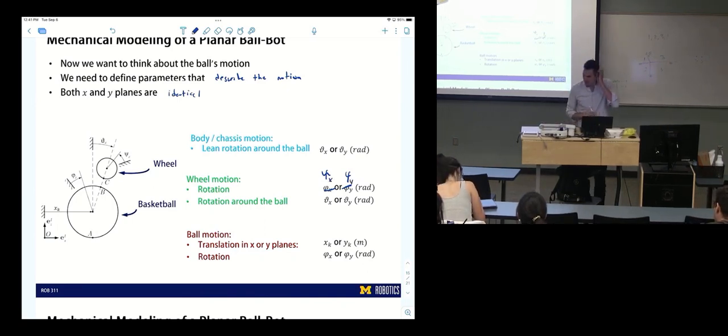Those are psi's. So we have theta, phi. This is rotation of the wheel around the ball, so theta. And then we have translation, or motion of the body of the ball in the plane, so moving forwards or backwards. And then we have its rotation, phi. Good?